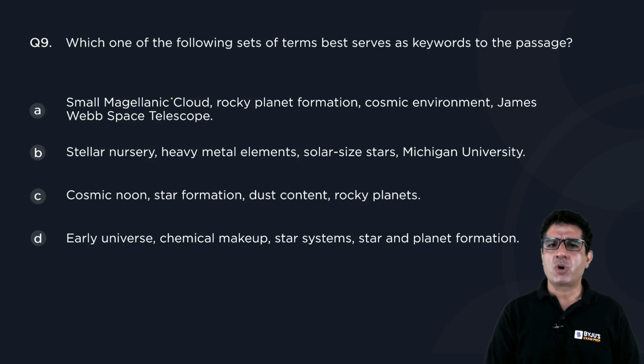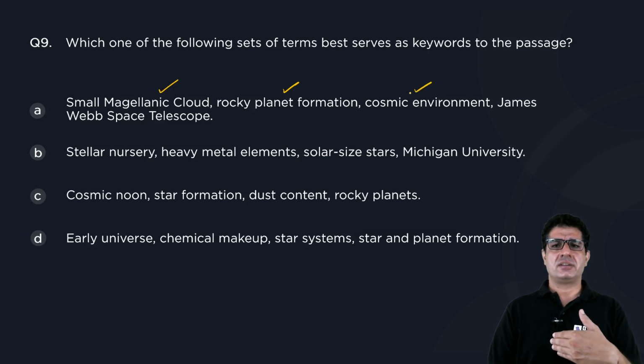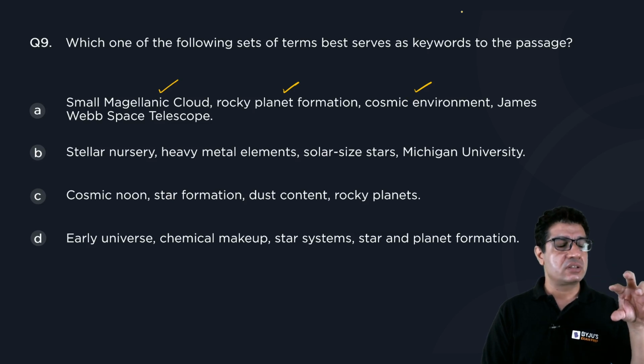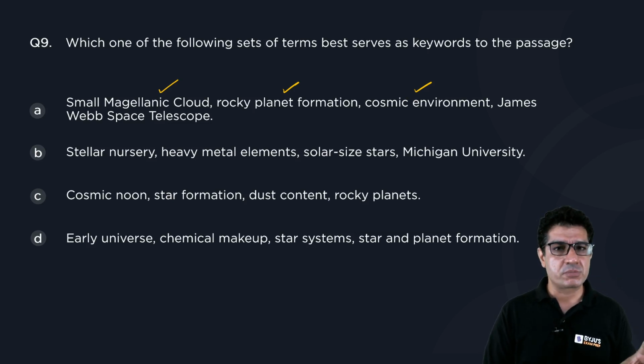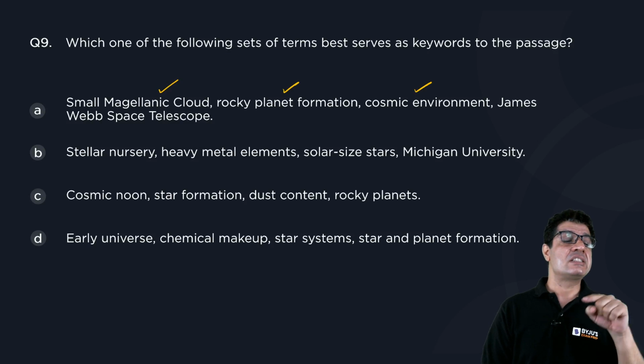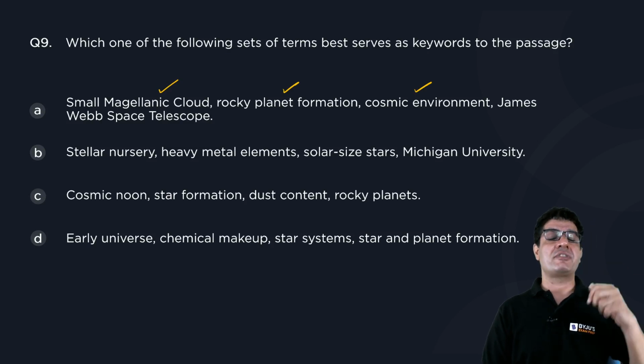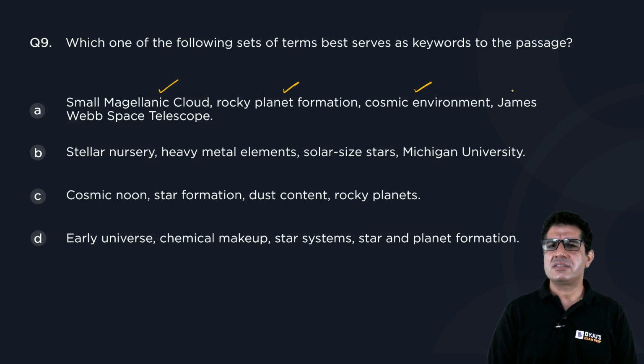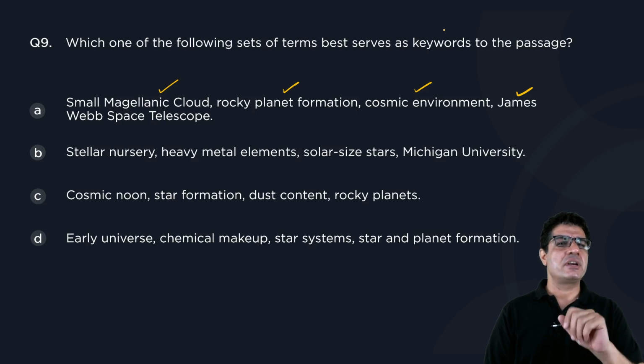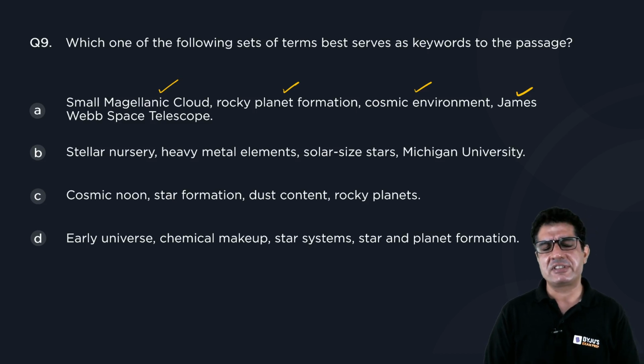Let's see. So Small Magellanic Cloud, definitely important. Rocky planet formation is the heart of the passage. Cosmic environment, kind of, yes. In the context of the passage, this particular galaxy happens to have a different cosmic environment than our galaxy, but this different environment is similar to galaxies of 11 billion years ago. And then JWST, which helps us observe them. Yes, all of these are important. Although I would have preferred arranging them in a different sequence, we definitely have these themes.